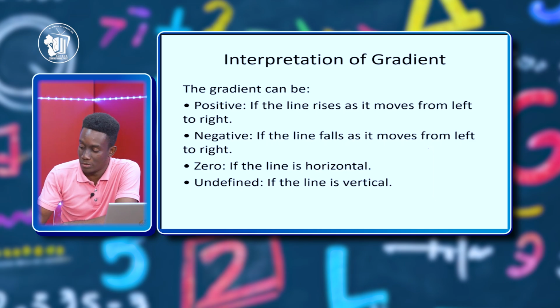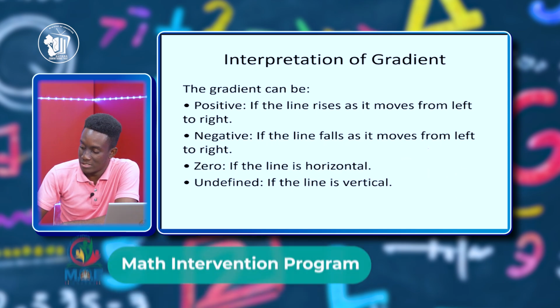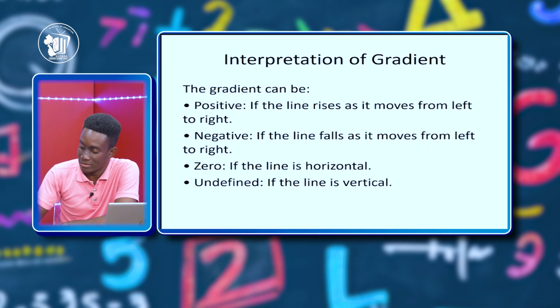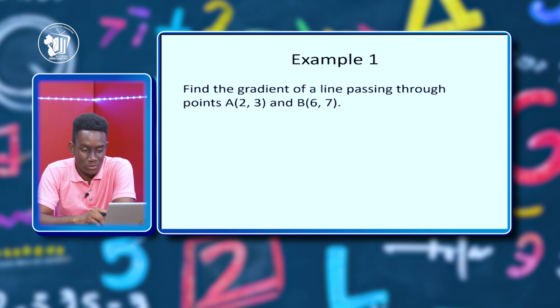There's no slope. So positive means it rises, a negative gradient means it falls, 0 means it's horizontal, and undefined means it's vertical. These are just some pieces of information that you can keep at the back of your mind after you finish finding your gradient. So let's look at an example.